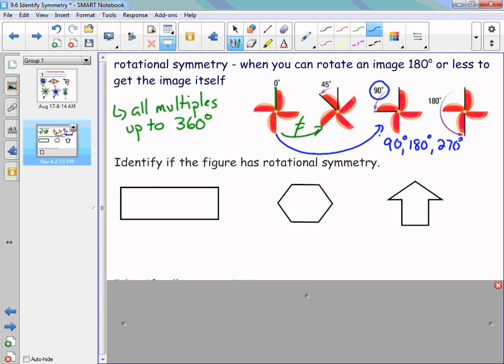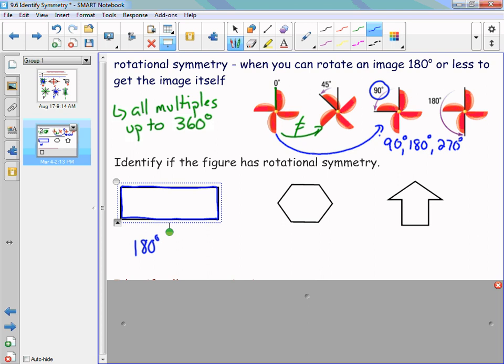Identify if the figure has rotational symmetry. So we have here this original rectangle, and I will trace it. So if we rotate it 90 degrees, still not the same. But if I rotate it all the way over to 180, we see that it's the same. So that is rotational symmetry.